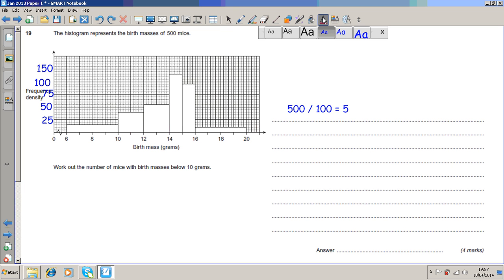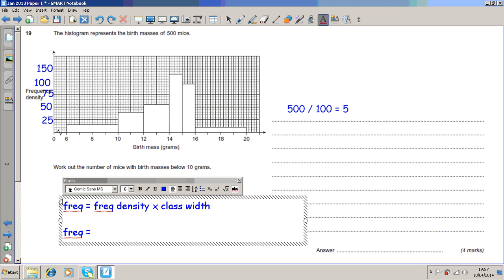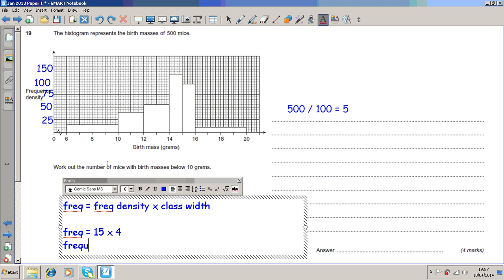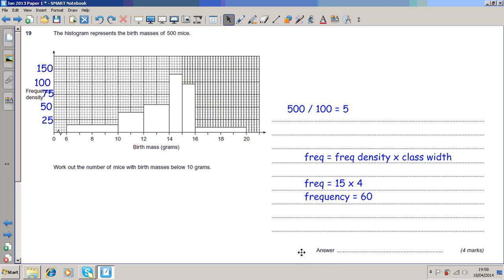So now to work out the number of mice with birth masses below 10, or frequency, here's the frequency density times class width. So for us, the frequency density is 15, times by the width, which from 6 to 10 is 4, which means the frequency for mice under 10 grams is 60. And there we have it. There's our answer. I think that's correct. I'll have to check that one though, just to make sure. But I think we're there.